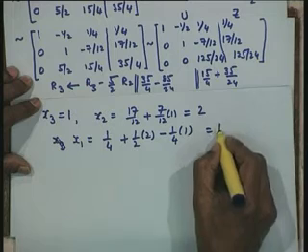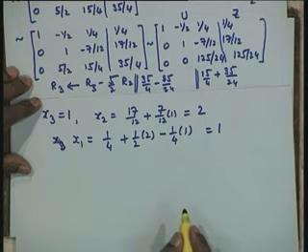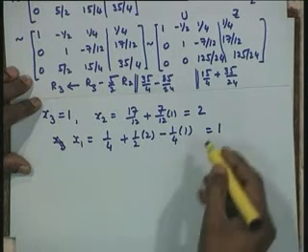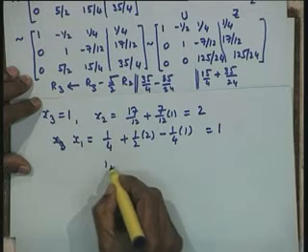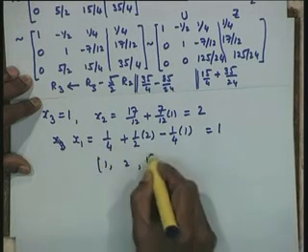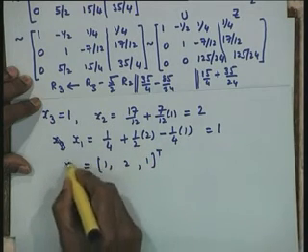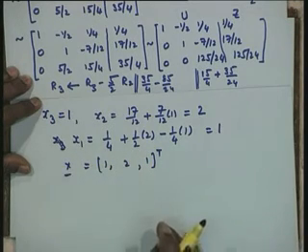This is equal to 1. Therefore, the solution is obtained as 1, 2, 1, 2, 1. That is our solution vector.